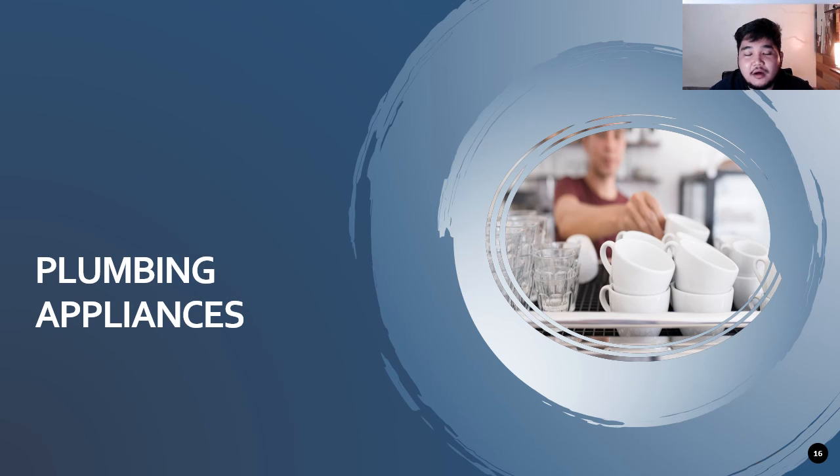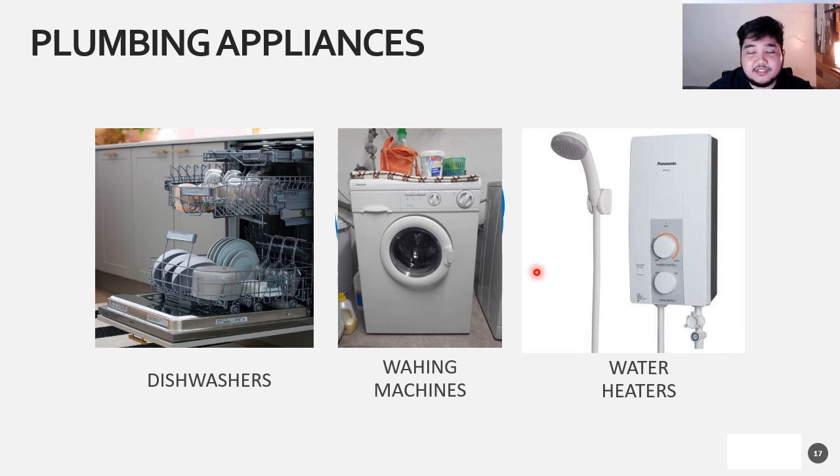Okay, so now let's move on to the plumbing appliances. These are plumbing devices that perform a special function and are typically controlled and/or energized by motors or electricity. So what are good examples of plumbing appliances? You have your dishwashers, washing machines, and your water heaters.